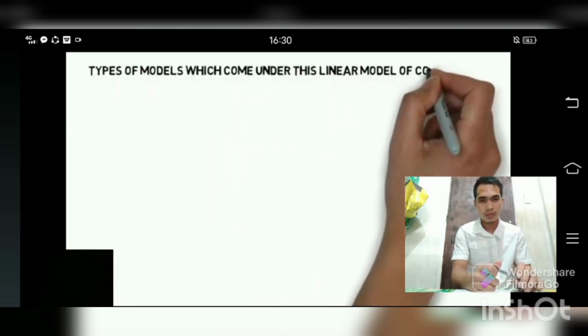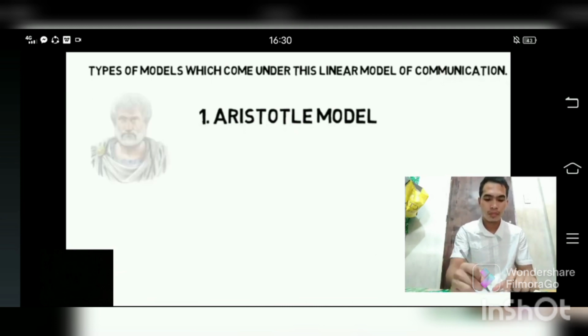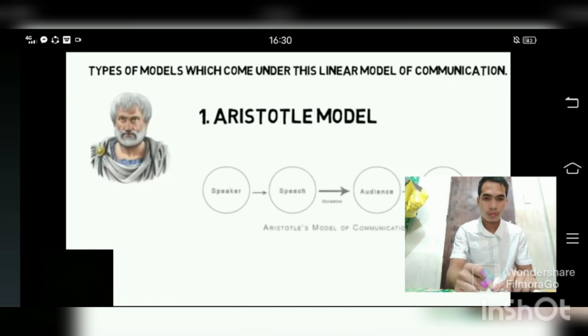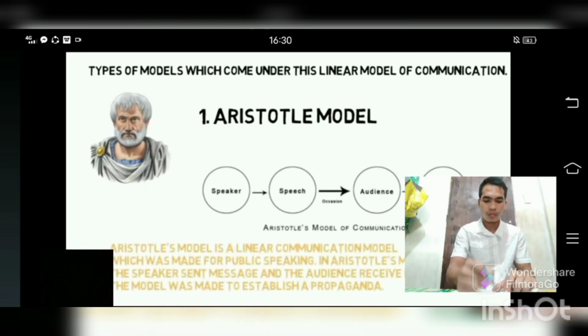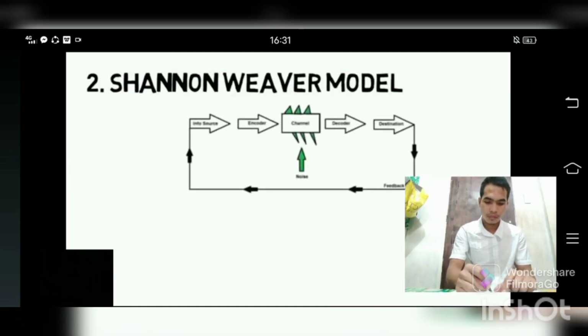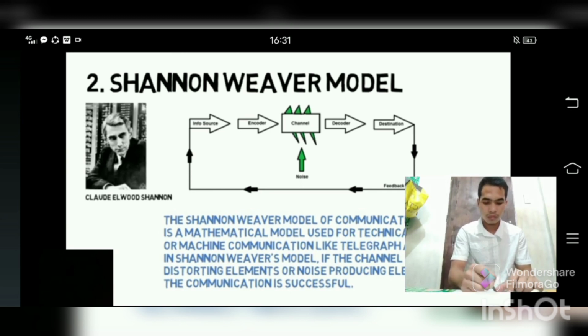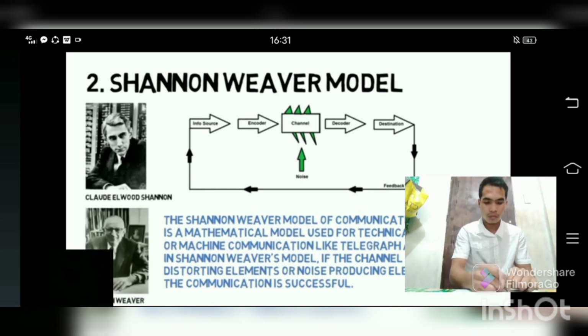There are many types of models which come under this linear model of communication. They are the Aristotle model. Aristotle's model is a linear communication model which was made for public speaking. In Aristotle's model, the speaker sent the message and the audience received it. The model was made to establish propaganda. Shannon-Weaver model. The Shannon-Weaver model of communication is a mathematical model used for technical or machine communication, like telegraph or telephone. In Shannon-Weaver's model, if the channel does not have distorting elements or noise-producing elements, the communication is successful.